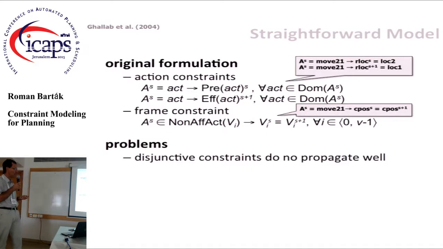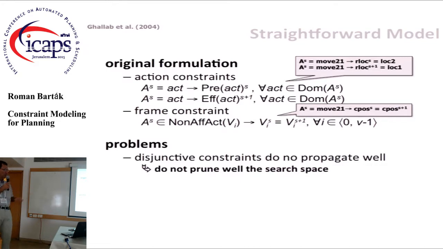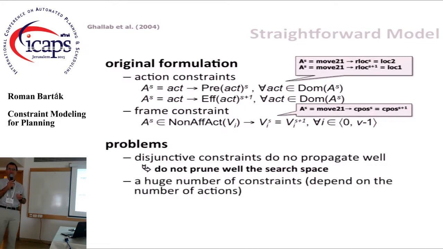So it's a problem, because at the end, all constraints in this model are disjunctive constraints. So all solving must be done at the level of search, because the propagation will not help you. And moreover, there is a huge number of these constraints. And by huge, I mean this is for each action, right? This is for each state variable.